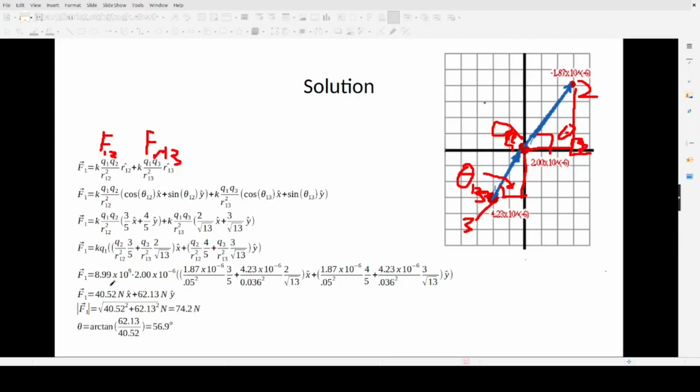Now we have our forces. Now we add these together component by component. And here we have it. The final force is 40.5 in the x-hat direction and 62.3 in the y-hat direction. The magnitude is also Pythagorean. And the angle is the arctangent of y over x, which is going to be 56 degrees from the horizontal.